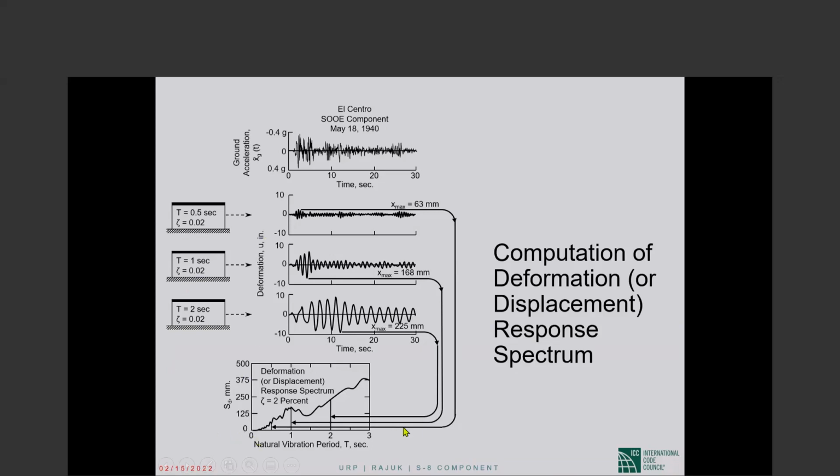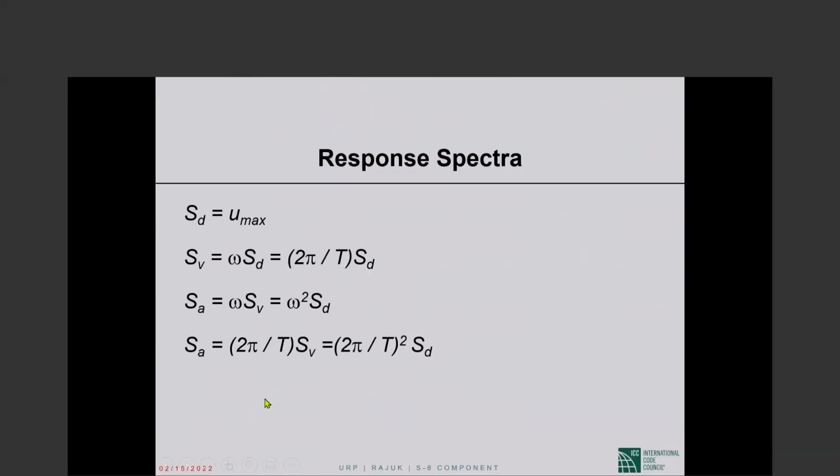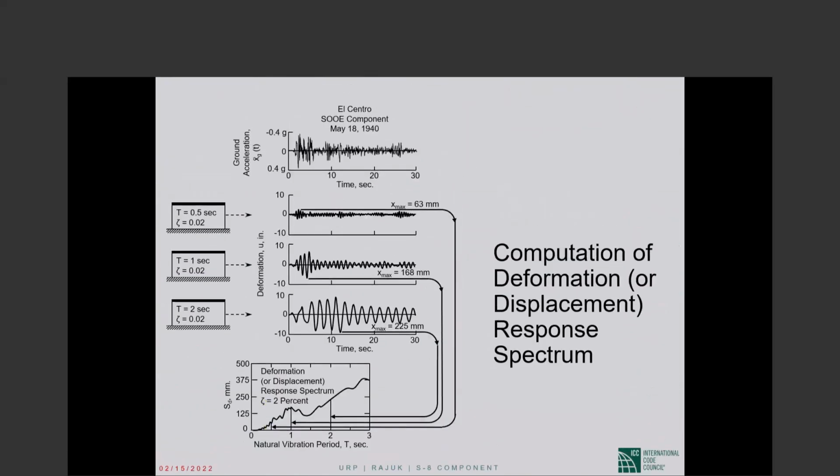Now, in this figure, we have plotted the 63 millimeter maximum displacement of the first system against this period of half a second. Half a second, 63 millimeter displacement. Then we have plotted the 1 second period of the second system and the corresponding 168 millimeter of displacement. We have also plotted the 2 second period of the third system and the corresponding 225 millimeter of displacement. So that gives us these points.